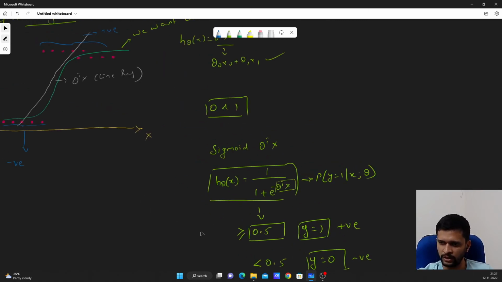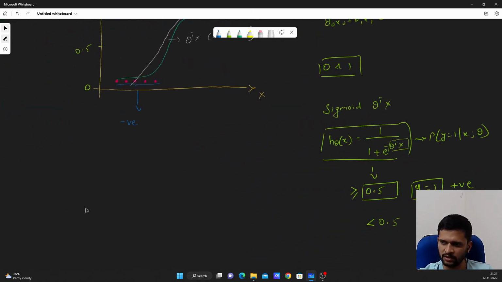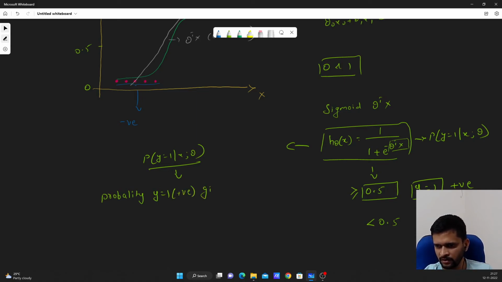So this is how we do it. The output from this hypothesis is the probability that y is equal to 1 given x parameterized by theta. This is the output of our logistic regression or sigmoid function. So how do we read it? Mathematically, this is read as: the probability that y belongs to 1, or positive class, given x.